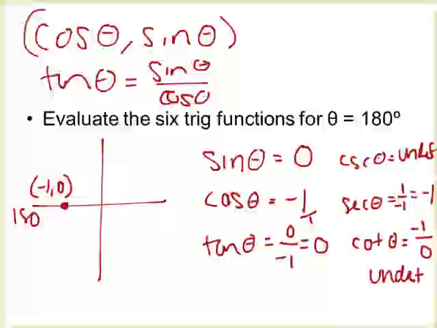Ones will stay ones, negative ones will stay negative ones. Zeros will become undefined when you flip them. And if you have an undefined and you flip it over, it will become 0. Those will always interchange when you take the reciprocal. Questions?